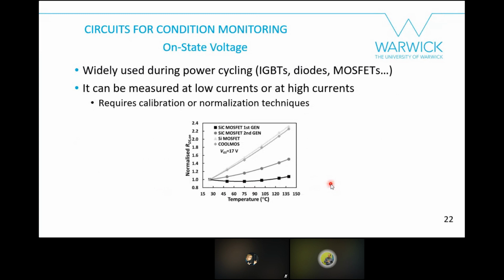The most common parameter, also used for power cycling, is the on-state voltage. This is widely used during power cycling tests with IGBTs, diodes, and MOSFETs. It can be measured at low currents or at high currents, and it requires calibration or normalization techniques. You can see here the normalized on-state resistance of different MOSFET devices. You can see that for silicon devices it increases a lot, and for silicon carbide, it depends on the generation, but it's not as temperature sensitive.